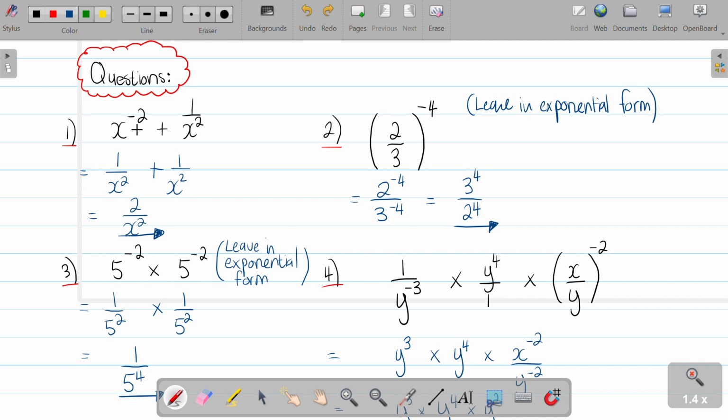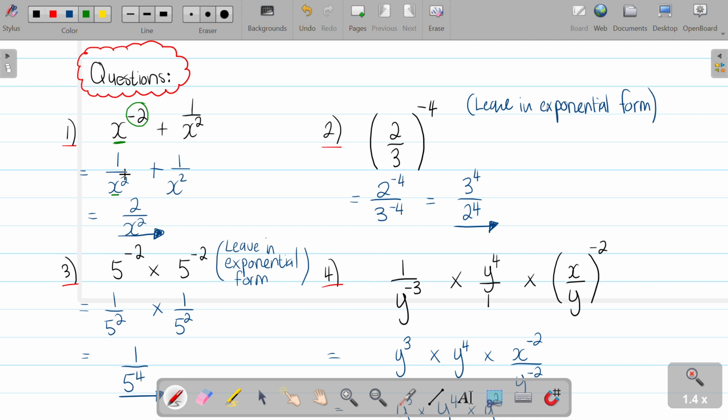So, my first question is x to the power of -2 plus 1 over x to the power of a positive 2. So, let's simplify this over here. As I said, if we have a negative exponent, we can bring this base down and make it a denominator.